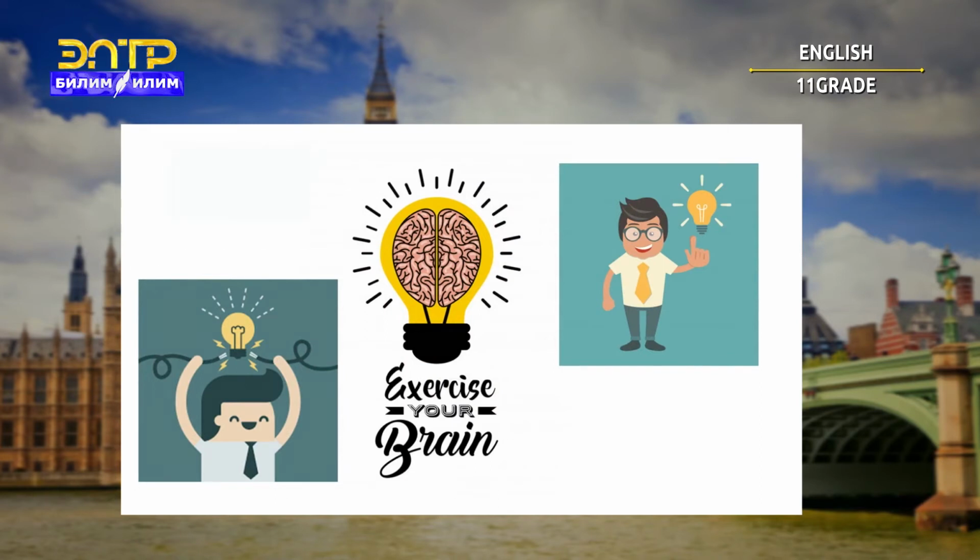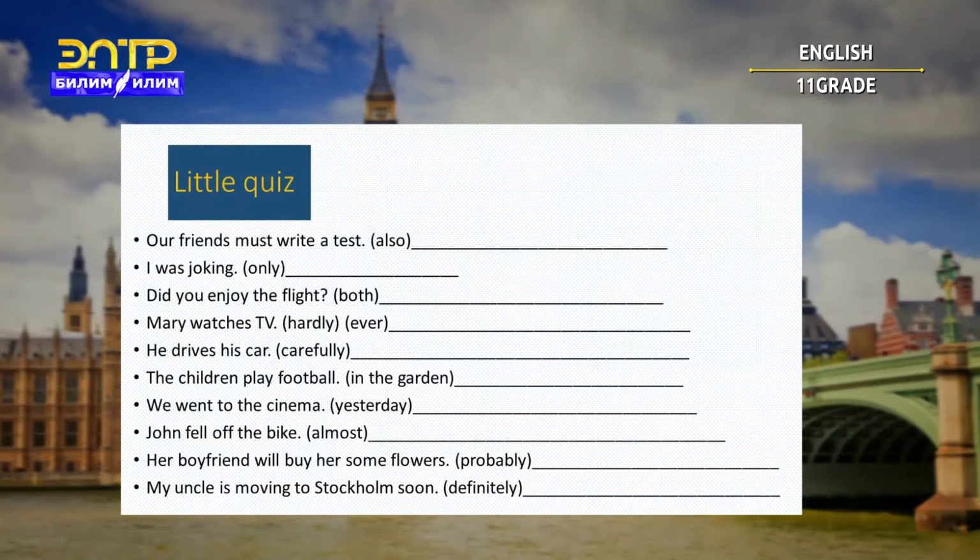Now, dear students, let's train your brain. Here is a little quiz for you. I will give you 1 minute to fulfill it. You have to rewrite sentences with the words in the brackets. For example, our friends must write a test, so you must use the word also in this sentence. Our friends must also write a test.